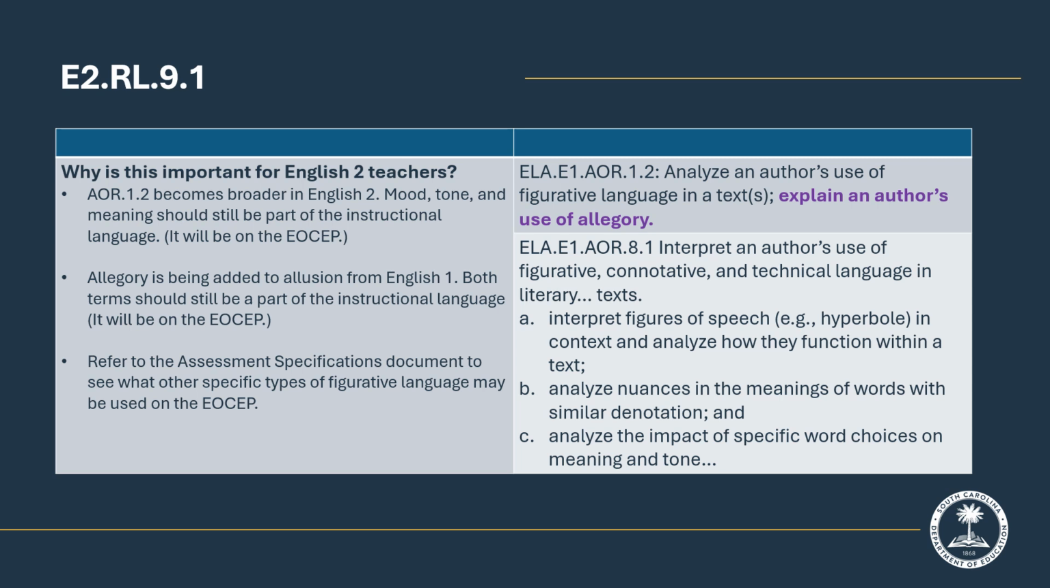Why is this important for English 2 teachers? AOR 1.2 becomes broader in English 2. Mood, tone, and meaning should still be part of the instructional language. Allegory is being added to allusion from English 1. Both terms should still be part of the instructional language of English 2. Refer to the assessment specifications document to see what other specific types of figurative language may be used on the EOCEP.